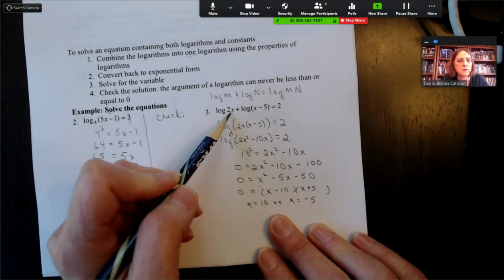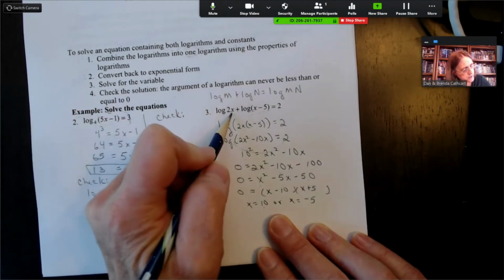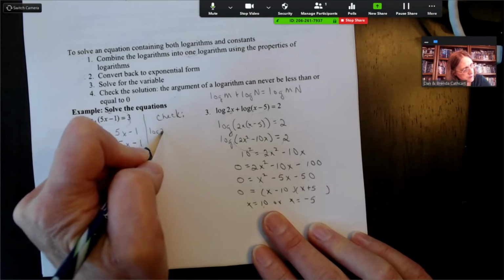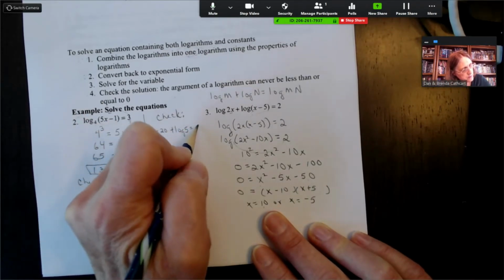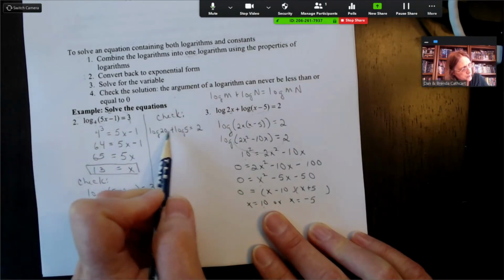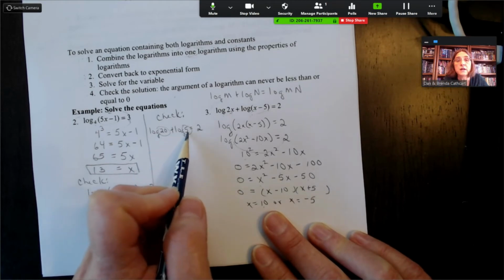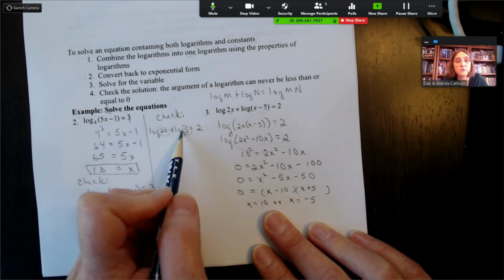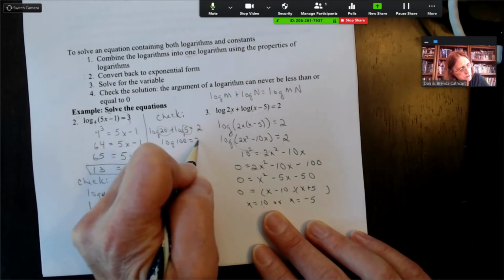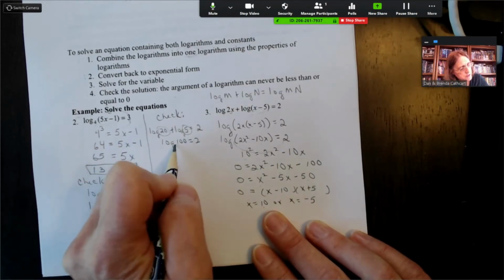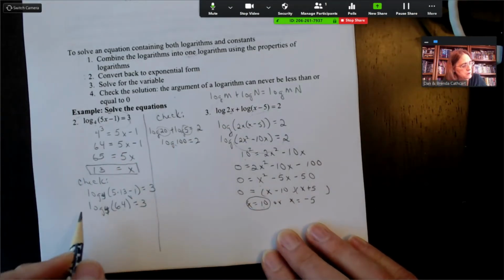Always check in the original equation. Substituting 10 in for x, we get log 20 plus log 5 equals 2. Both of these terms are positive, so I can proceed to the next step. If they were negative, it wouldn't check. So we have log 100 equals 2. And yes, that checks because 10 to the second equals 100. So x equals 10 works.